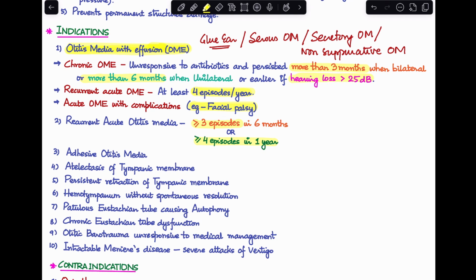Even in cases of hemotympanum which is not spontaneously resolving, doing a Grommet insertion will help resolve the situation. Other indications are patulous eustachian tube causing autophony, chronic eustachian tube dysfunction, otitic barotrauma which is unresponsive to medical management. And last, a very important MCQ question over here is in intractable cases of Meniere's disease who is having severe attacks of vertigo. In all of these cases, doing a myringotomy and a Grommet insertion is going to help the situation.